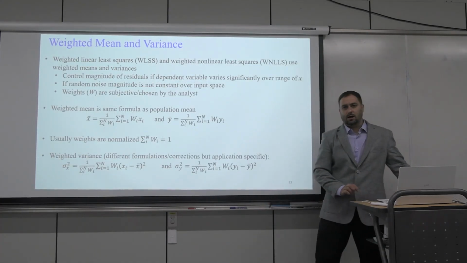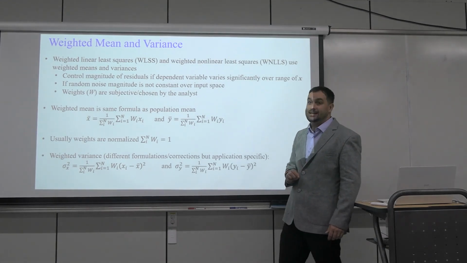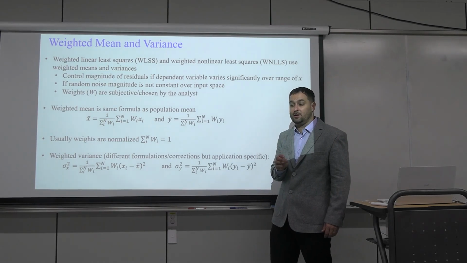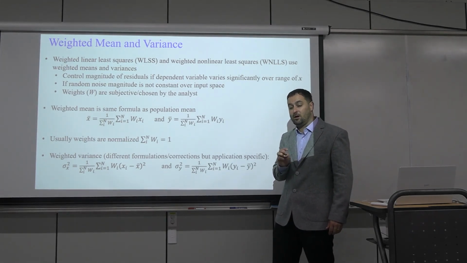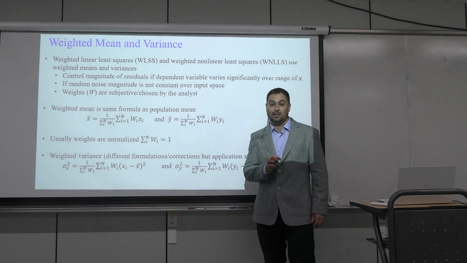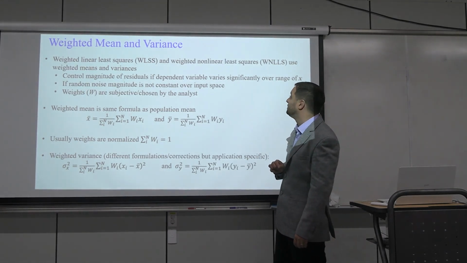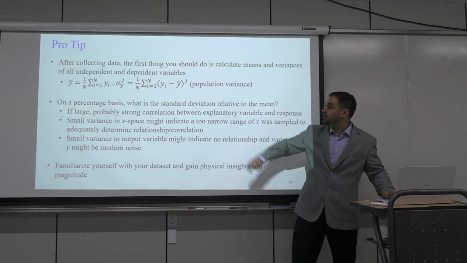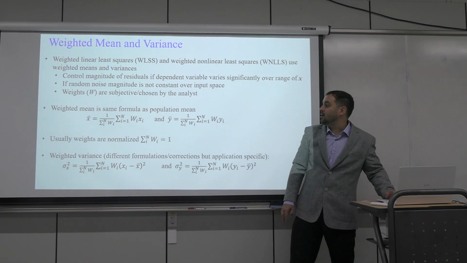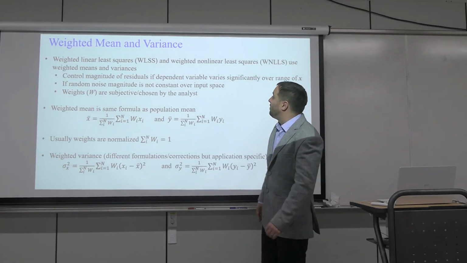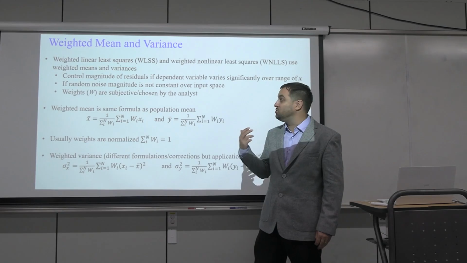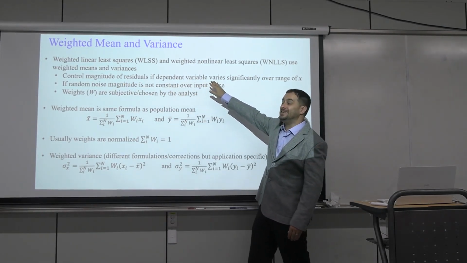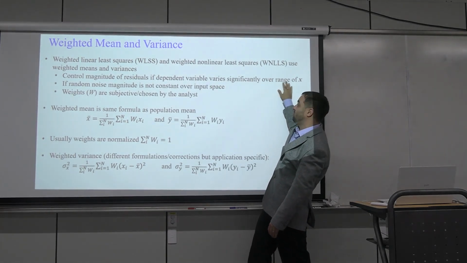Okay, another related topic is called weighted mean and variance. And so there's a subset of linear and nonlinear parametric models that are what are called weighted linear least squares and weighted nonlinear least squares. And there, instead of using the arithmetic mean and variance, we use weights. And so there are several reasons why you might want to do this. You can control the magnitude of the residuals if the dependent variable varies significantly over the range of x.